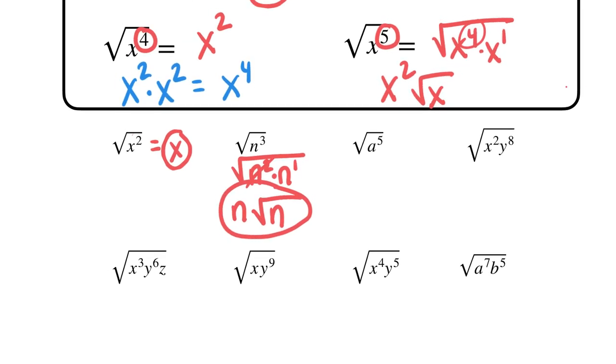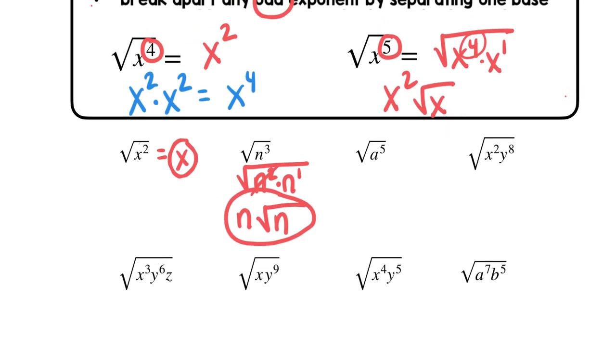The next one is a to the 5th. So similarly, 5 is an odd number. So I want to break that up into a to the 4th times a to the 1st. The square root of a to the 4th, just cut that 4 in half, so it's a squared. Sometimes I cross it off after I've dealt with it. And then I just have an a left under the root.